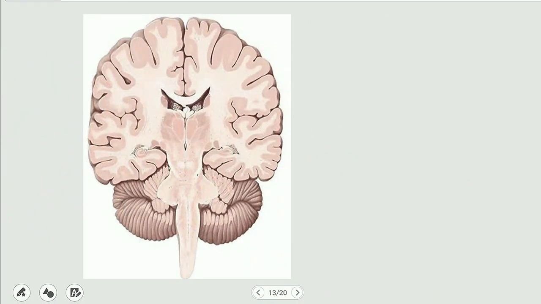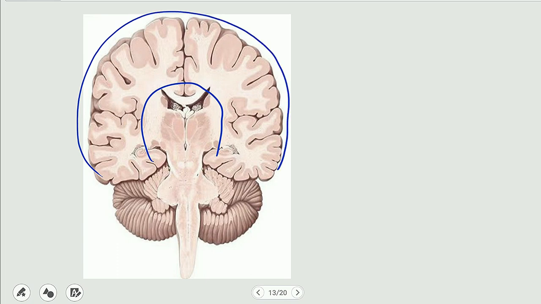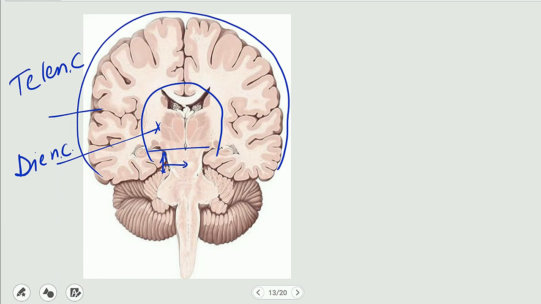Look at here. This is the coronal cut section of the brain, showing us its different parts. At the top, this is the cerebral hemisphere known as the telencephalon, part of forebrain. In the center here, we have got the diencephalon. Beneath diencephalon here, we have got the midbrain.